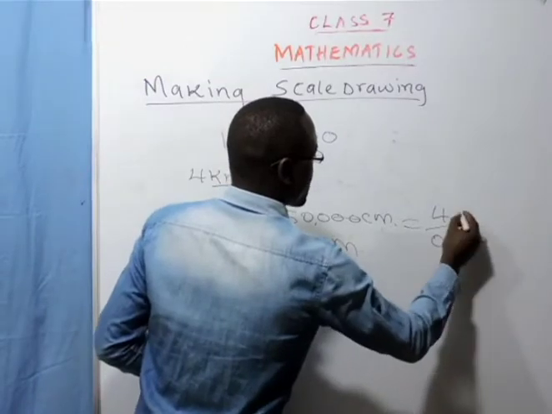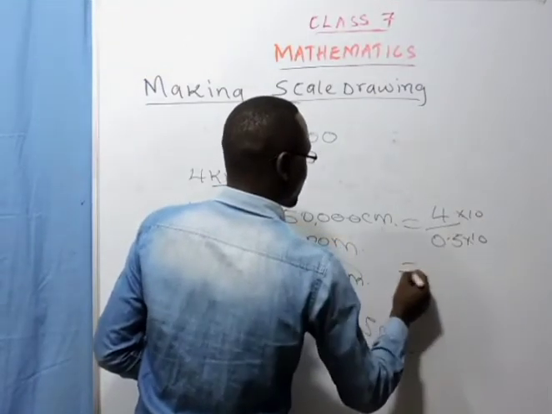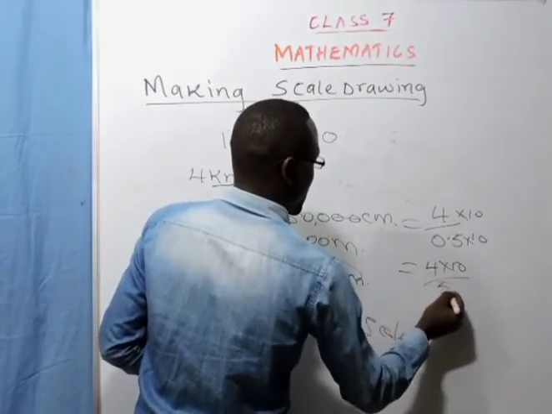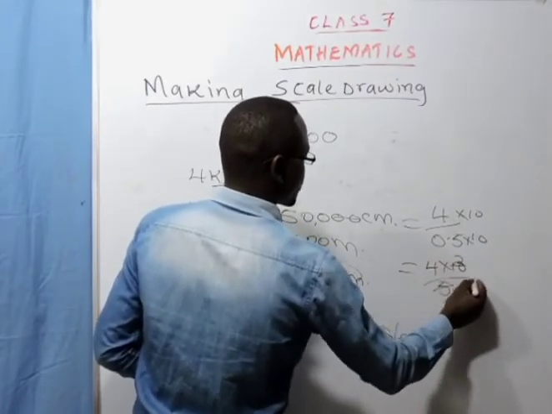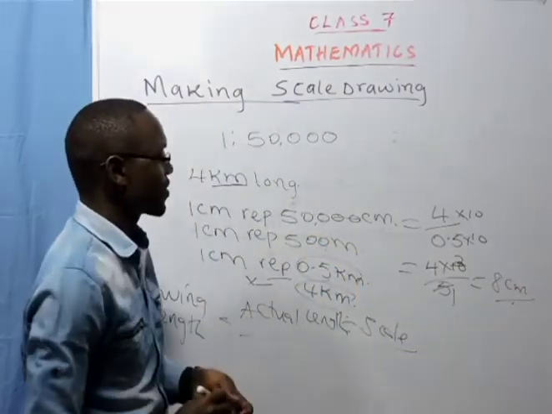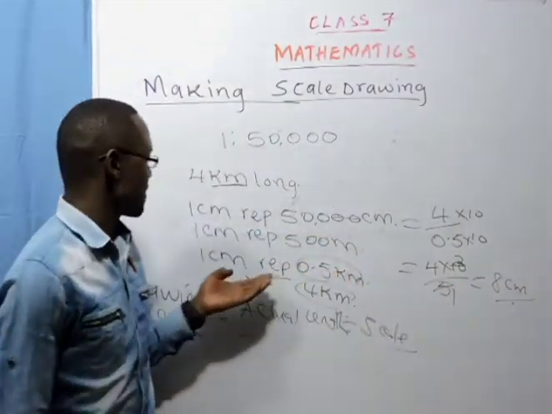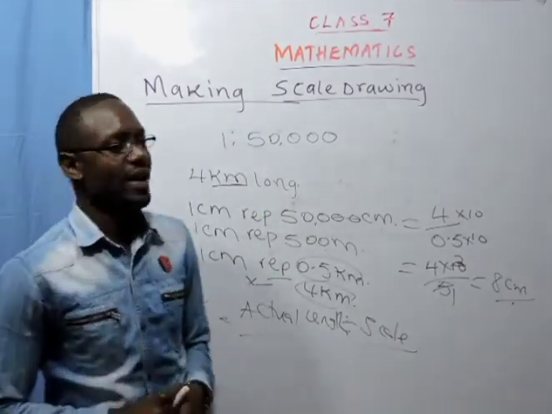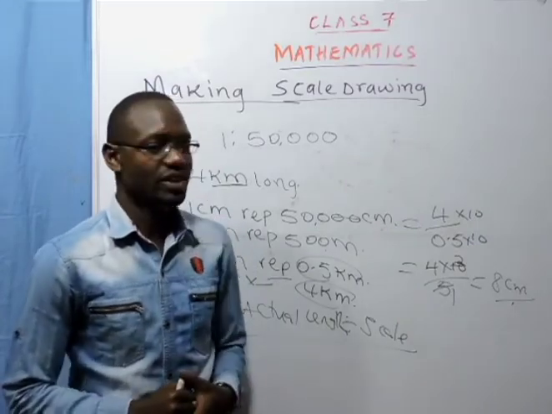So we multiply by 10, multiply by 10. So this will be 4 times 10 over 5, which is 8. So the line will be 8 centimeters. 8 centimeters on the map will be drawn to represent 4 kilometers. So that is how we work out questions involving making scale drawings. Thank you.